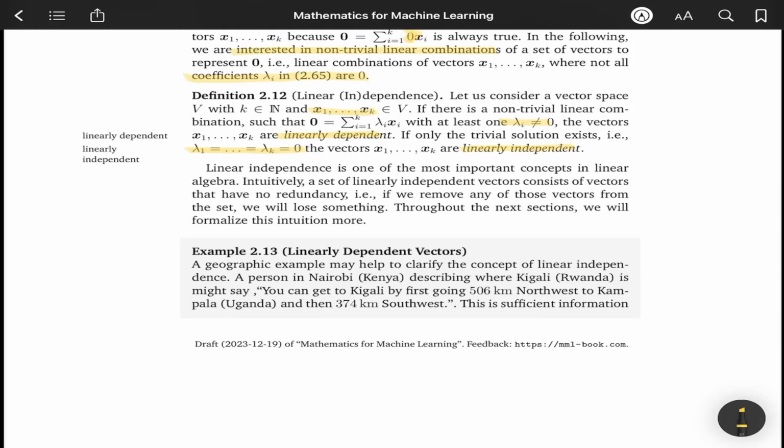Linear independence is one of the most important concepts in linear algebra. Intuitively, a set of linearly independent vectors consists of vectors that have no redundancy. If we remove any of those vectors from the set, we will lose something. Throughout the next sections, we will formalize this intuition more.